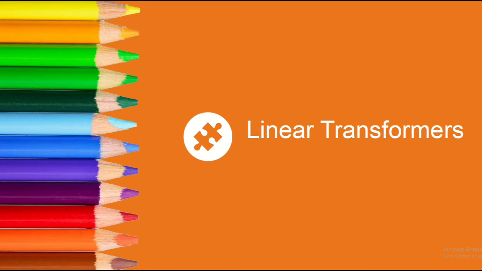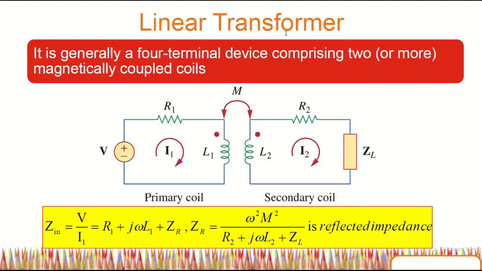So today we're going to continue on chapter 5 about the magnetic coupled circuit. This is the third subtopic, basically linear transformer. So let's look into it. So what is linear transformer? It is generally a four-terminal device comprising two or more magnetically coupled coils.